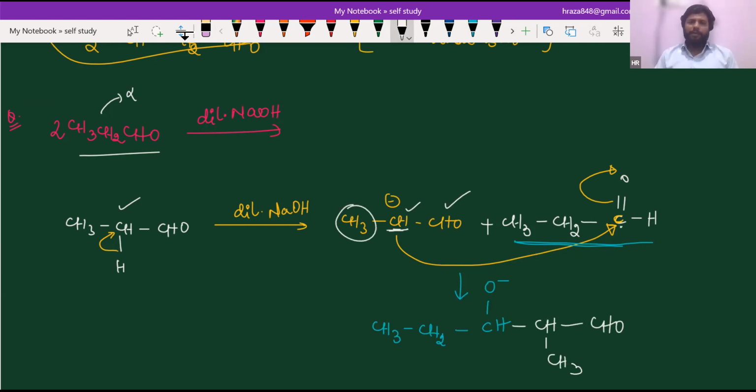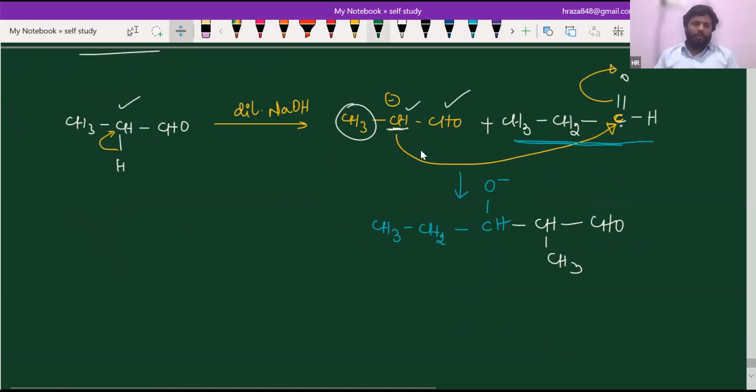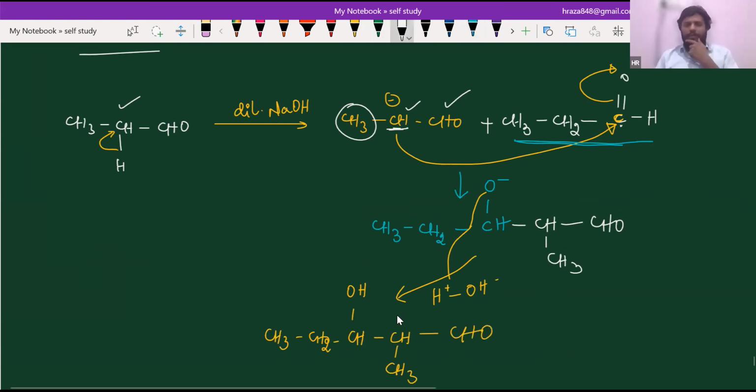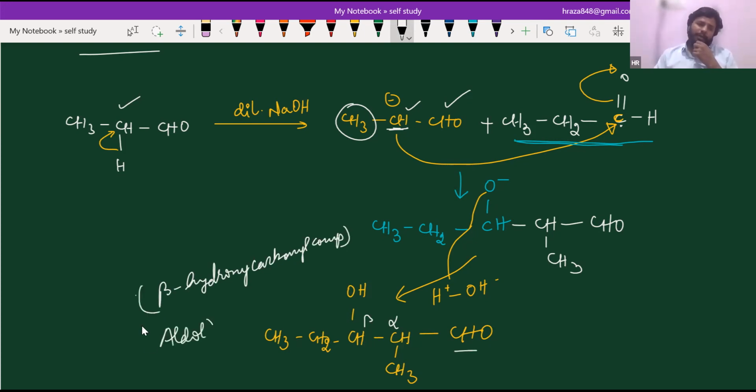Is everyone clear with this? Now, what you need to do is very simple. Just react with H2O, and H2O has two parts, H plus and OH minus. So this H plus will attack on this oxygen and you will get CH3, CH2, and then CH, and then OH, and then you can see this is your CH, and this is your CH3, and this is your CHO. So this part you can see is your aldol. This is your alpha, this is your beta, so it is also beta hydroxycarbonyl compound, or you can also call, as you can see, this is aldehyde, this is also alcohol, we can also call aldol. Is that clear?